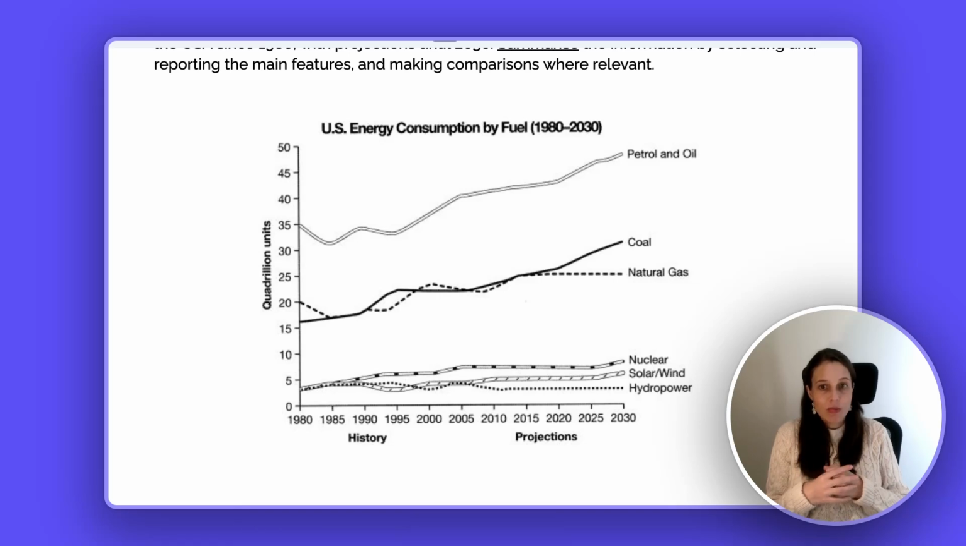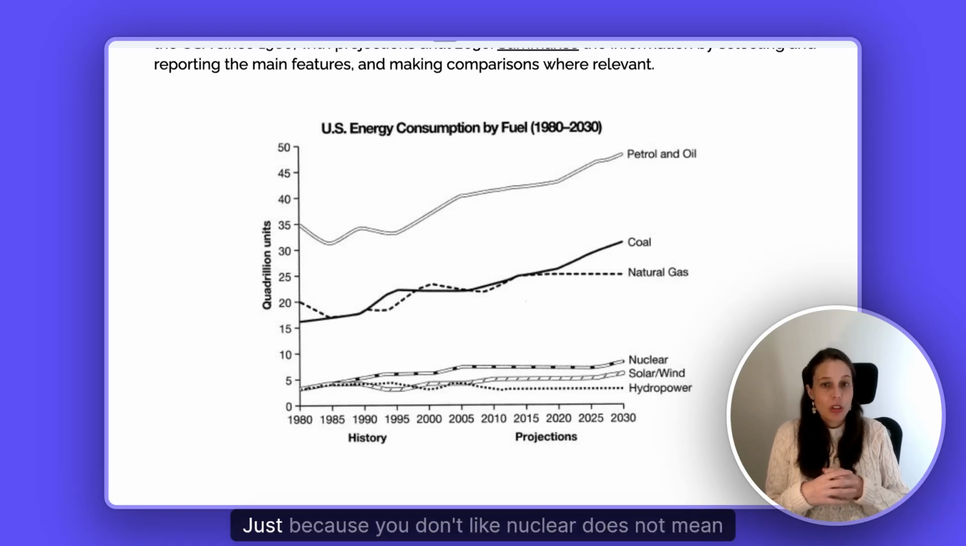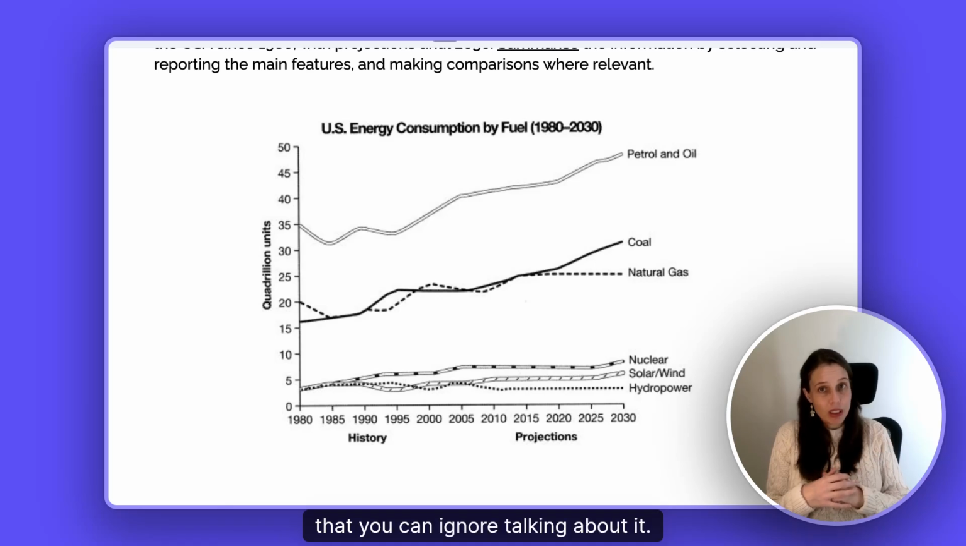In this case, energy types. Just because you don't like nuclear does not mean that you can ignore talking about it. If you ignore any of the categories, you get a low score for task response.